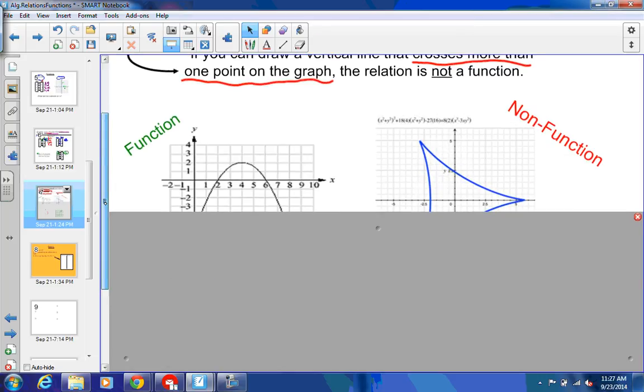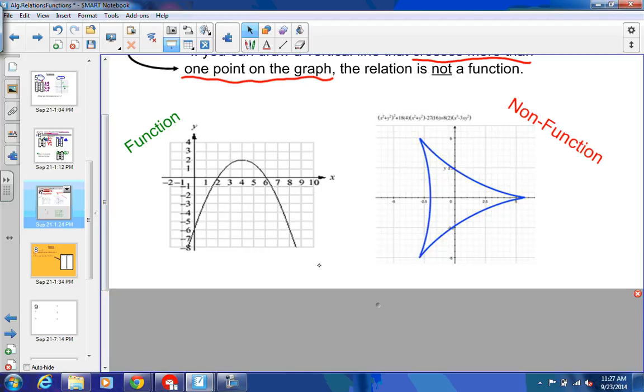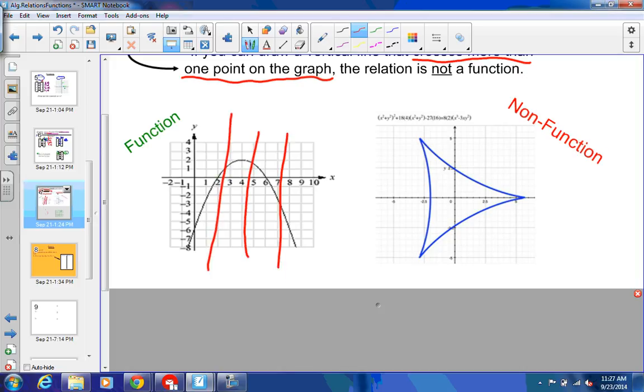So our two examples here are as follows. This is called a parabola. If you see this parabola, you decide, I'm going to draw a red vertical line to see, oh, there, there, there. Sorry, they're not perfect, but anywhere you draw a vertical line, it's only going to cross at one point. This one only crosses at one point. I'll use a different color. This one only crosses at one point. This one only crosses at one point. This one only crosses at one point. And it's going to be that way for everything. So that means it is a function.